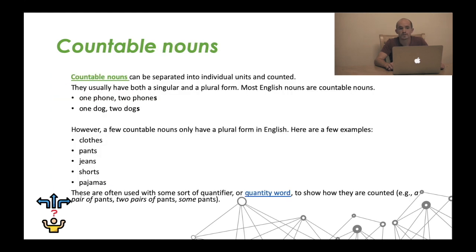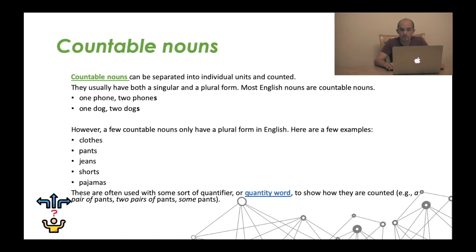Now, countable nouns can be separated into individual units and counted. They usually have both a singular and plural form. Most English nouns are actually countable nouns. For example, one phone or two phones, one dog or two dogs.